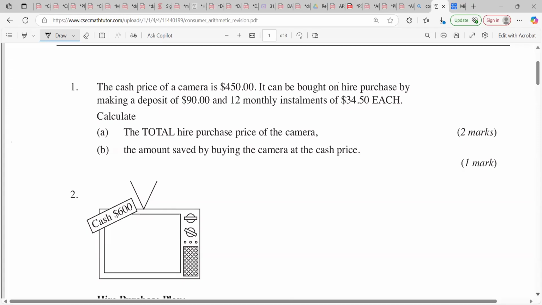All right, let's figure it out. If you have done hire purchase, this should be a cakewalk for you, right? But let us see if we can figure it out. So the cash price, guys, remember you have to pause the video and try the question first. The cash price is $450.